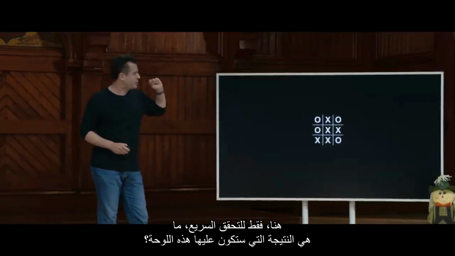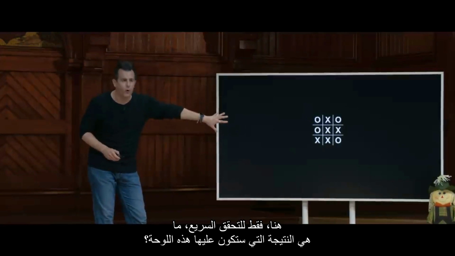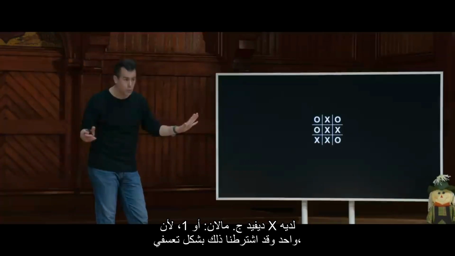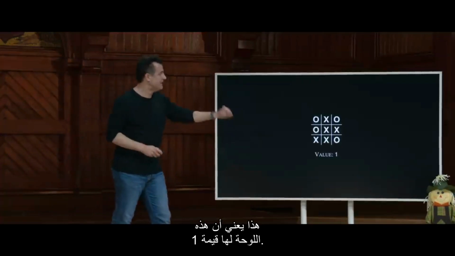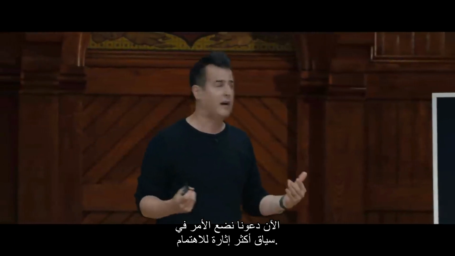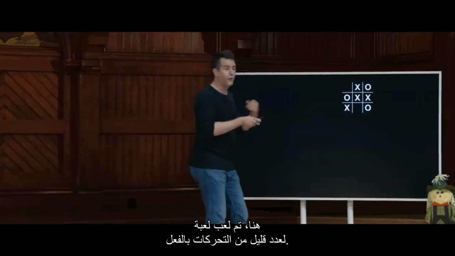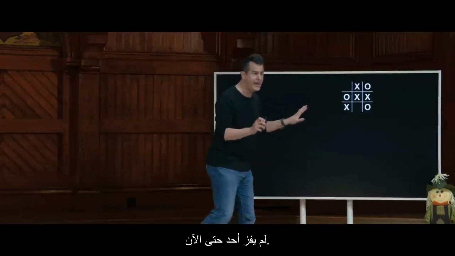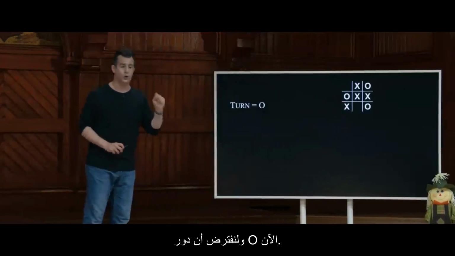Here, just as a quick check, what would the score be of this board, just so everyone's on the same page? So 1, because X has won, and we just stipulated arbitrarily, this means that this board has a value of 1. Now let's put it into one more interesting context. Here, a game has been played for a few moves already. There's 2 spots left. No one has won just yet. And suppose that it's O's turn now.